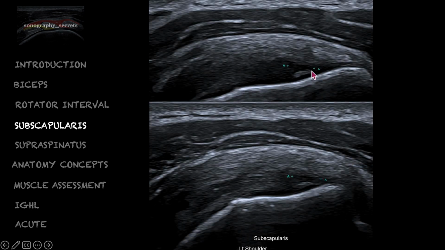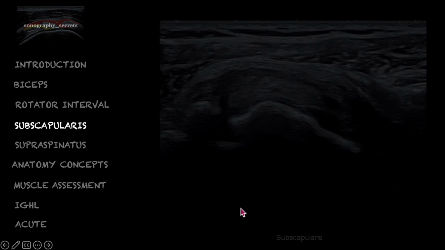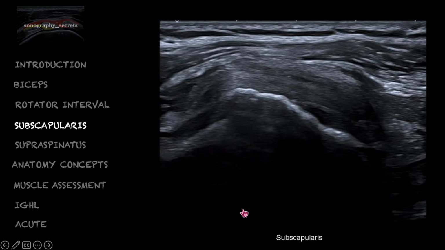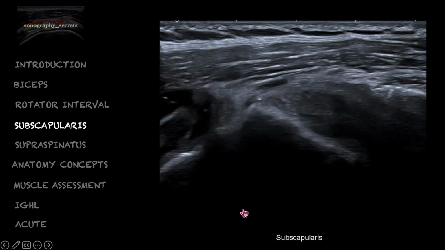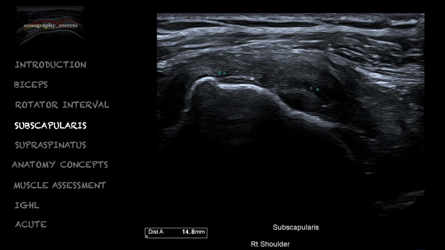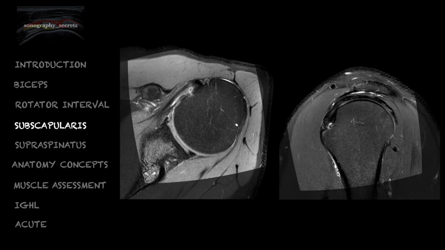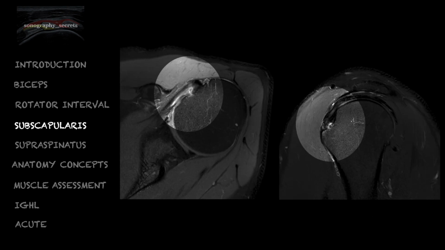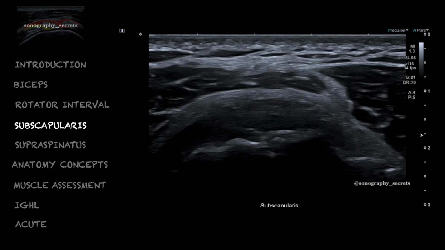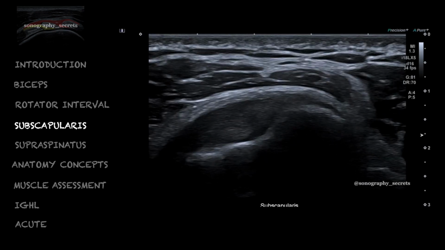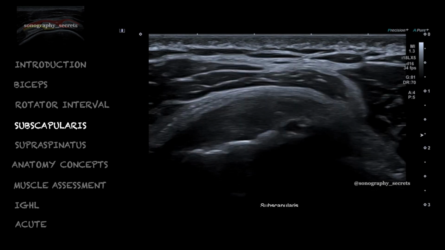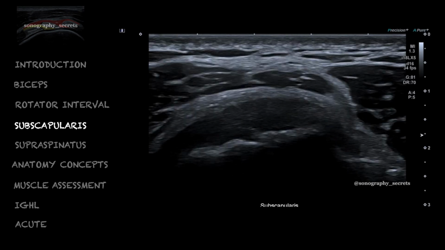Here we can see a partial thickness tear of subscapularis, and using the aforementioned technique, we can see a higher grade tear of subscapularis. Subscapularis tears are difficult, however. This is an MRI that shows a partial thickness tear of subscapularis, and this is the corresponding ultrasound. Yes, there is some irregularity of the enthesis, but it's not a well-demarcated hypoechoic or anechoic cleft.